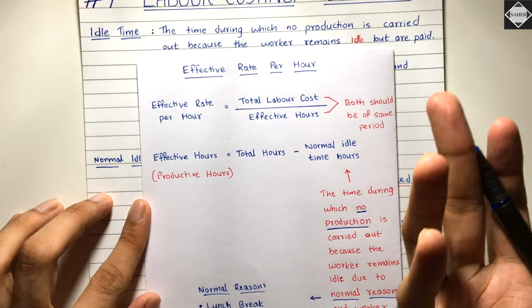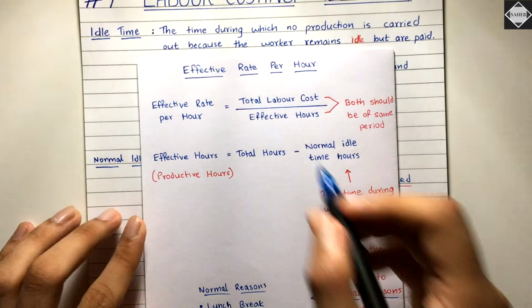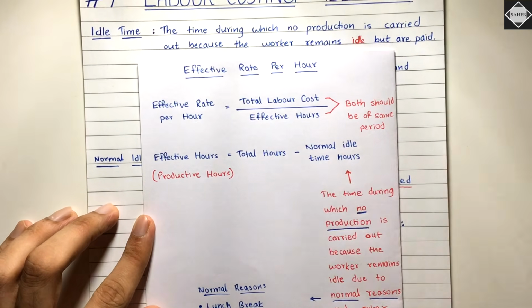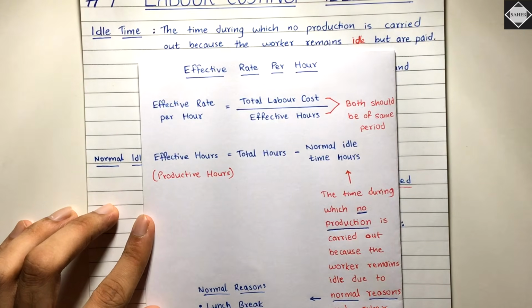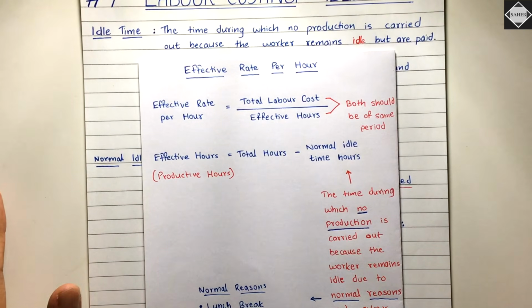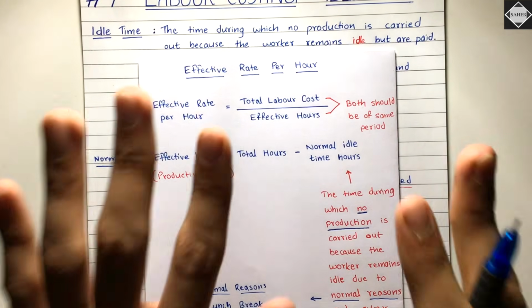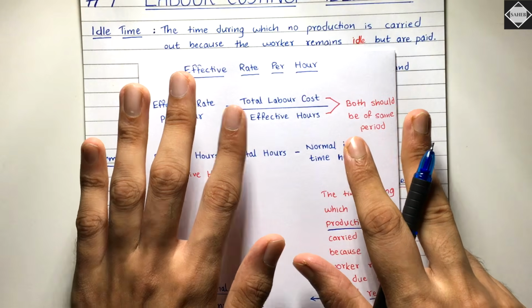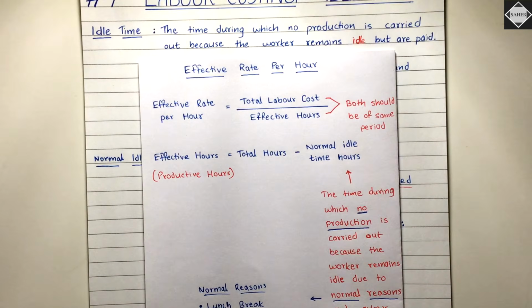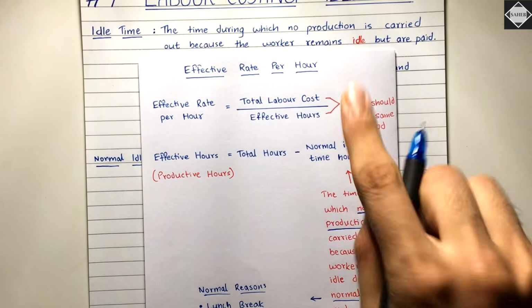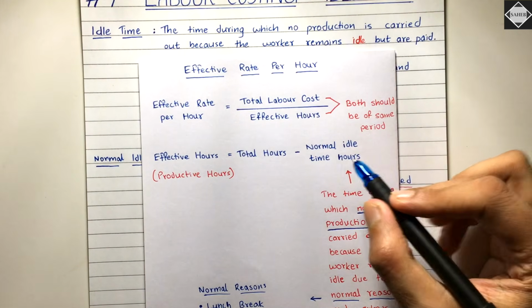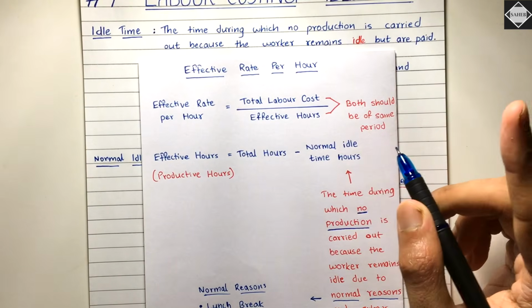What are effective hours? In simple words, effective hours means productive hours. I told you, your workers have come in the factory, they are in the factory for 8 hours, and then for 1 hour they need a lunch break. In that 1 hour, lunch break, walking time, setup time of machinery, so 1 hour is wasted and that is called normal idle time, isn't it?